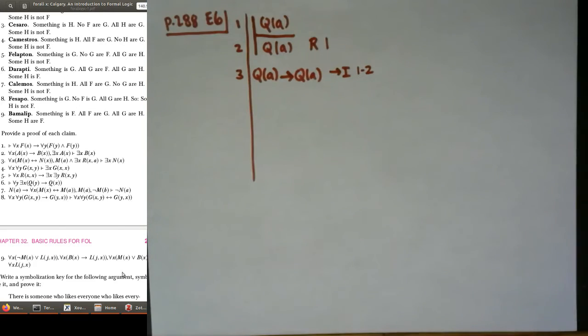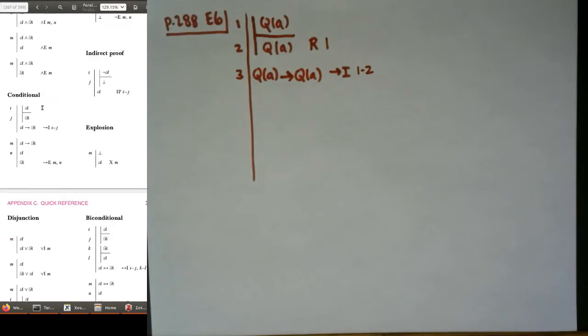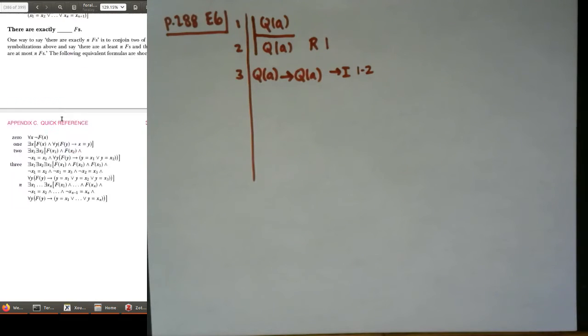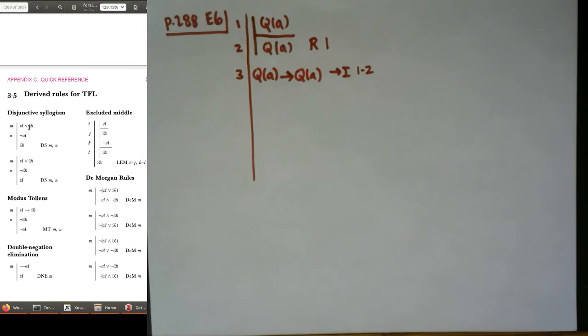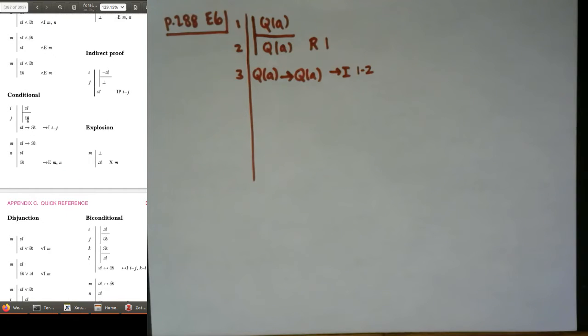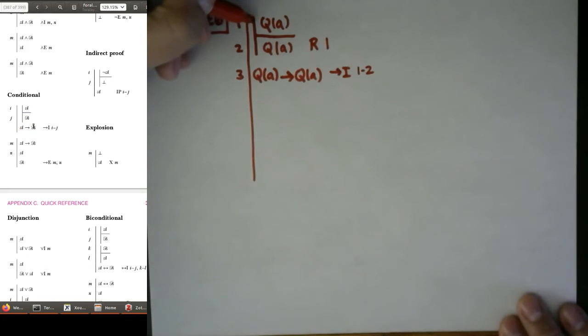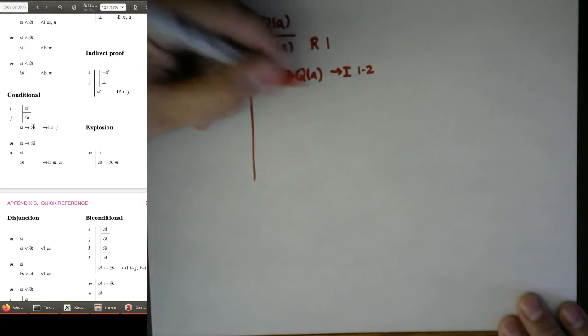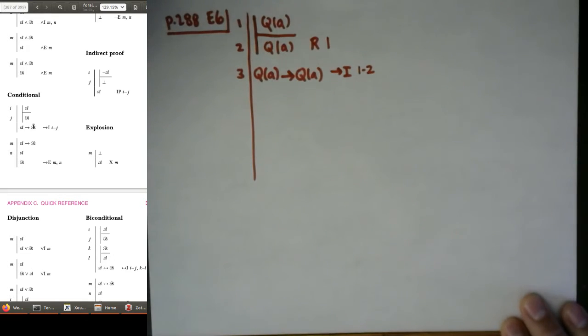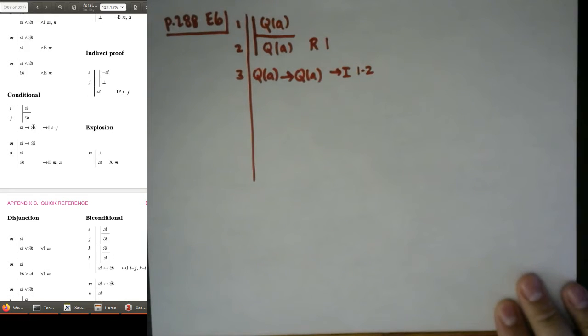So implies introduction, that says, where is it? Here it is. Conditional introduction. If I have a subproof starting at A and ending at B, I can conclude from that A implies B. Well, that's what I have here, right? I have some subproof starting with Q of A, ending with Q of A through some rule, and I got this nice tautology out of it. That could be a problem where you're proving a tautology earlier in the class, for example.